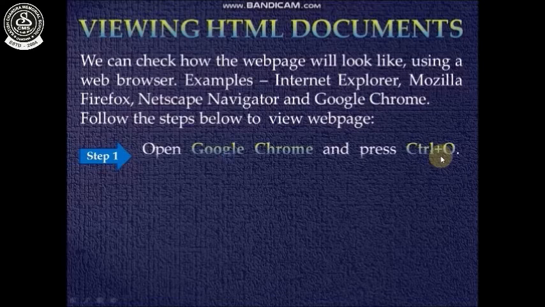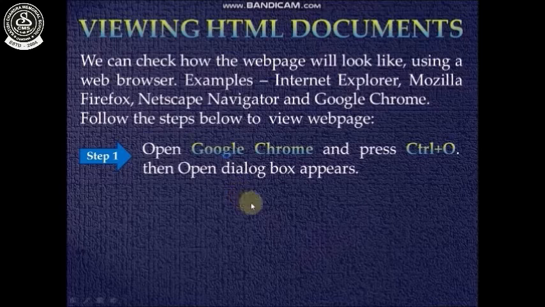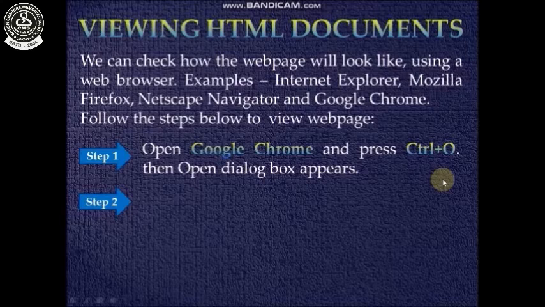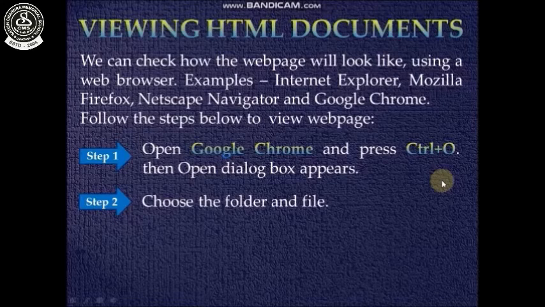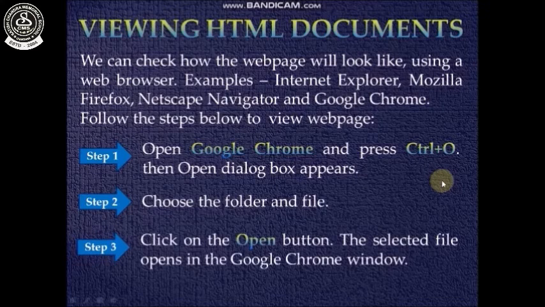Step number 1. Open Google Chrome and press Ctrl+O from the keyboard. And then the open dialog box appears. Step number 2. Choose the folder and the file. Step number 3. Click on the open button. The selected file opens in Google Chrome window.